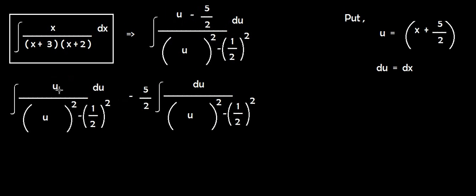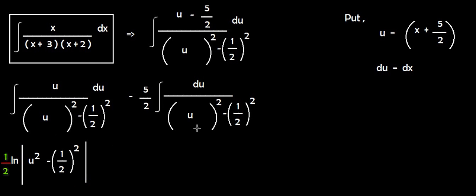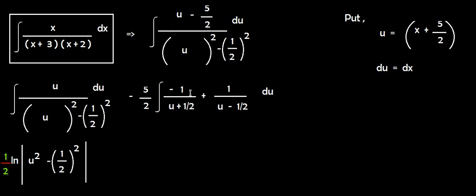For the first integral, you can substitute t equals u square minus half whole square. After differentiating both the sides, you get dt equals 2u du. So the final answer to this first integral is, now let's talk about the second integral. Now you can write the denominator as, so by partial fraction you can write the second integral as, I can integrate each term of the second integral separately.